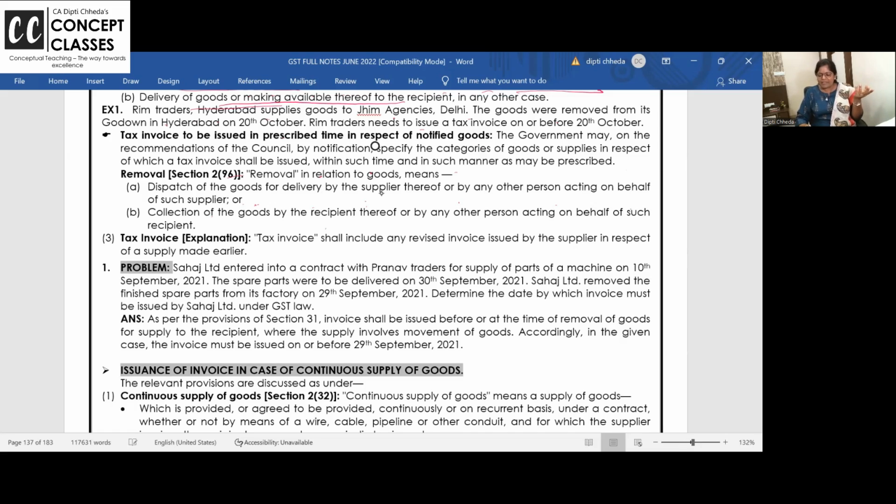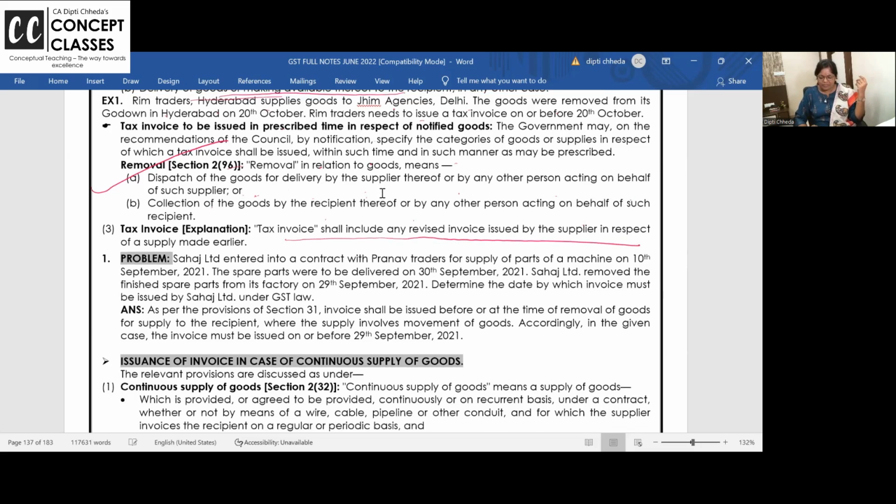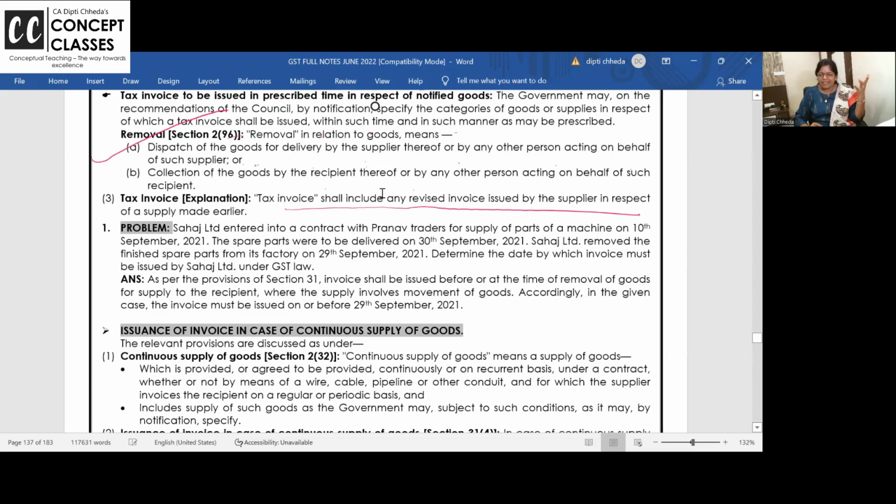Collection of the goods by the recipient or by any other person. The recipient can himself or send his agent to collect the goods from my godown. That is the date goods are removed, and that is the day I should issue the invoice. Tax invoice shall include revised tax invoice. What is it? We will see. Chalo, let us see this question.